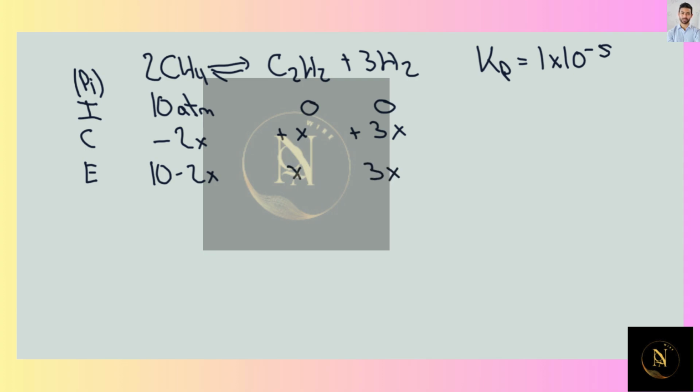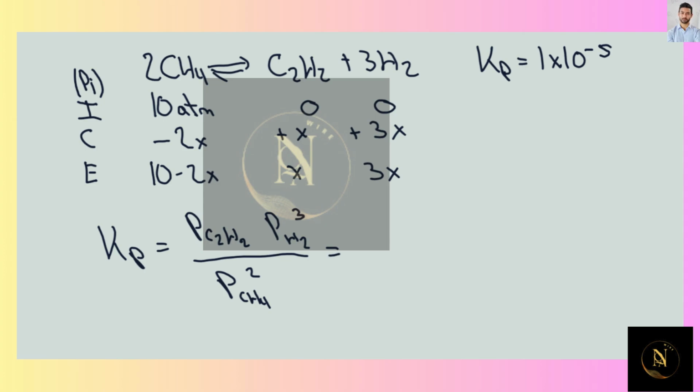So now what we're going to do is write down the value for Kp. Kp is going to be equal to the pressure of C2H2 times the pressure of hydrogen to the cube divided by the pressure of CH4 squared. If we replace the values that we found from our ICE table, what we're going to get is x times 3x cubed divided by 10 minus 2x squared.